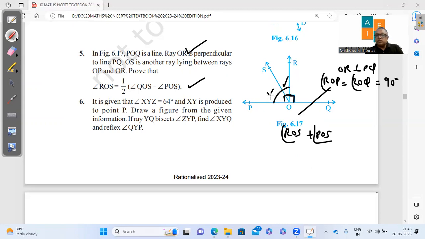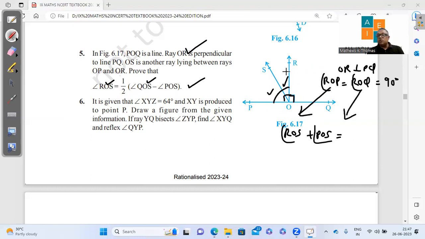ROP is ROS plus POS is equal to ROQ. Now look at ROQ. ROQ can be replaced with QOS minus ROS. The reason being, we want it in terms of the question. In the question, there is QOS and ROS.